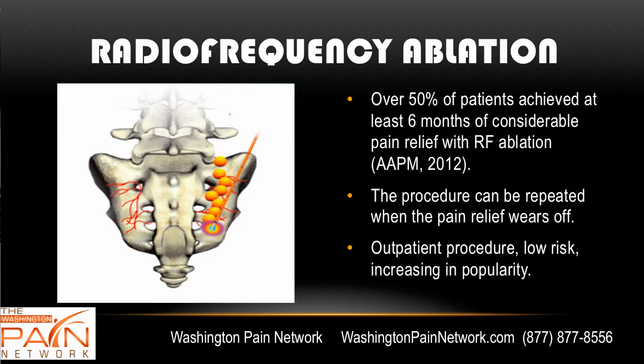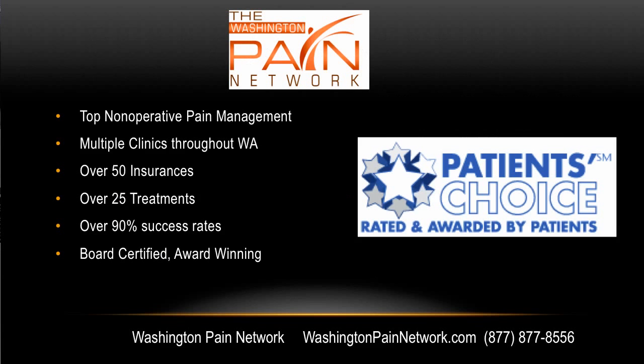An RF procedure is done by heating up the lateral branches. You can see that there's a probe that's put in, thermal energy is put through it, and it deadens these little lateral branch nerve endings that provide sensation to the joint. Over 50% of patients achieve at least 6 months of considerable pain relief with radiofrequency ablation. The procedure can be repeated when the pain relief wears off. It's an outpatient procedure, very low risk, and it's increasing in popularity every year.